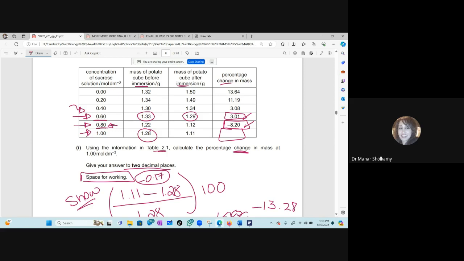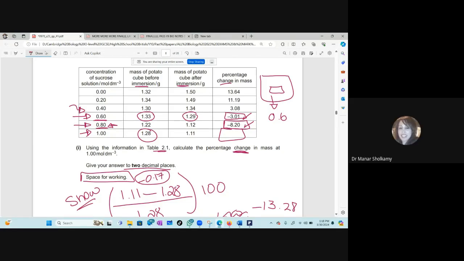What happened to the potato at concentration 0.6? This is the potato, and it was put in sucrose solution that is of 0.6 concentration. And the potato decreased in mass. What will you say? Flaccid. Okay, the only thing you will write is that water moved out by osmosis. Can you please elaborate? You have 5 marks. Water moved by osmosis out of the potato.